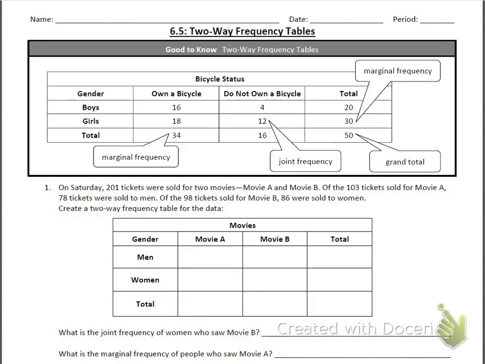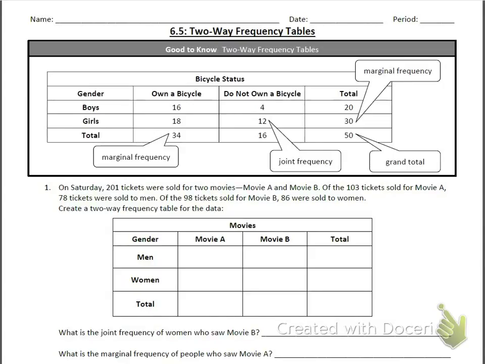And remember when we did 6.1, we talked about frequency being the number of times something shows up. So in this example, and this is going to be the same example for all of these boxes, we surveyed boys and girls and asked them if they own a bicycle or do not own a bicycle. So this takes that data and separates it into those categories. So if 16 boys own a bicycle and 4 boys do not, how many boys total were surveyed? 20 of them.